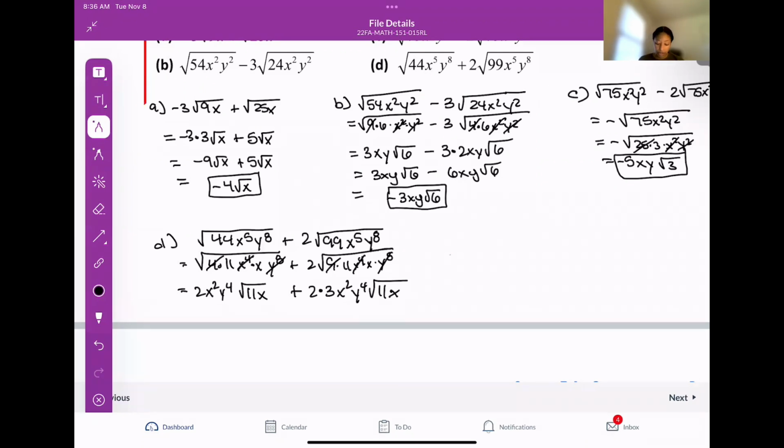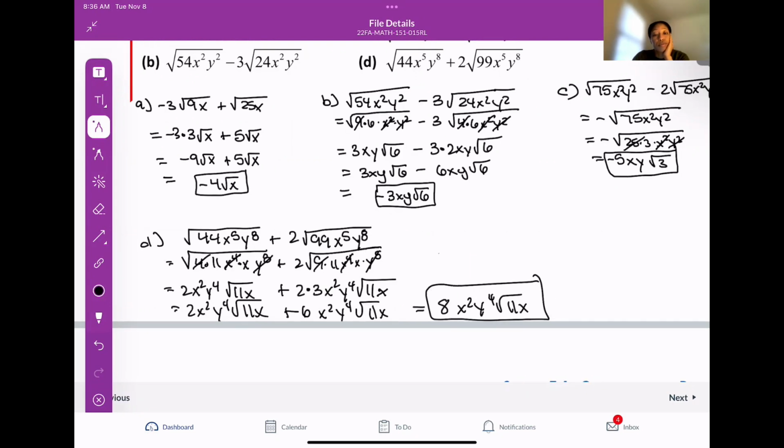All right, last step here. 2x squared y to the 4th root 11x plus 6x squared y to the 4th root 11x. If we add the coefficients, 2 plus 6 gives us 8x squared y to the 4th root 11x.